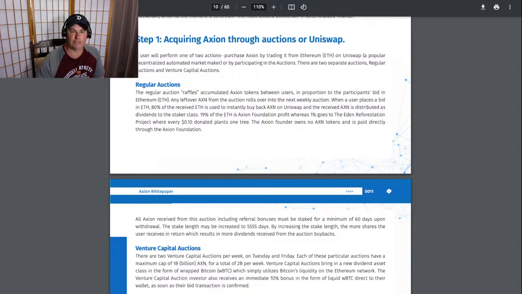10% of the Ethereum goes to the Axion development and marketing team, the Axion Foundation profit, whereas 1% goes to the Eden Reforestation Project. So Axion has 1% of that amount go to replanting trees, and it's really cool, and Axion's a big partner in that. Pretty exciting. Where every 10 cents donated plants one tree. The Axion founder owns no Axion tokens and is paid directly through the Axion Foundation. So that's very important to know. So it's very community driven rather than driven by one leader. So it's pretty neat to see.